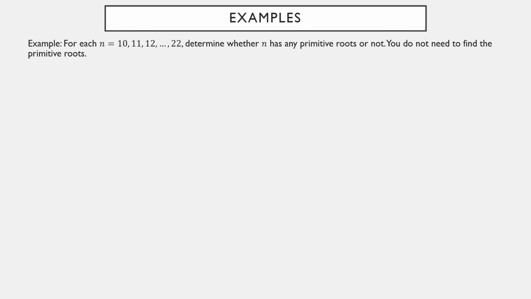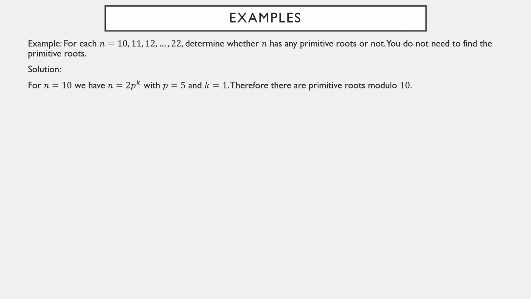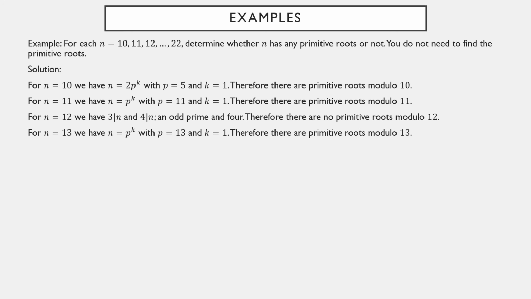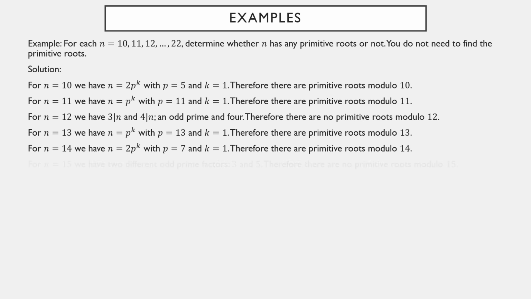So let's take a look at some quick examples. For each n going from 10 to 22, let's determine if there are primitive roots or not. You don't need to actually find them, just answer, is there one or not? Well, for n equals 10, we have 2 times an odd prime to a power, so it does have a primitive root. 11 is an odd prime to a power, it has a primitive root. 12 has an odd factor and 4, therefore it has no primitive root. 13 is an odd prime to a power, it has a primitive root.